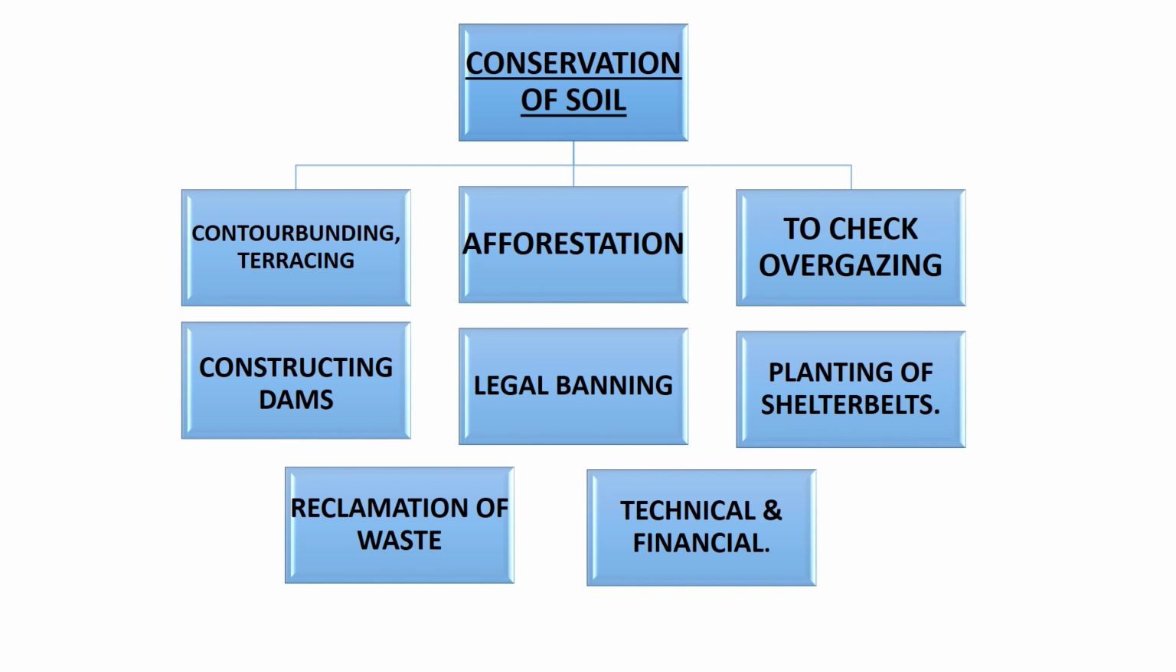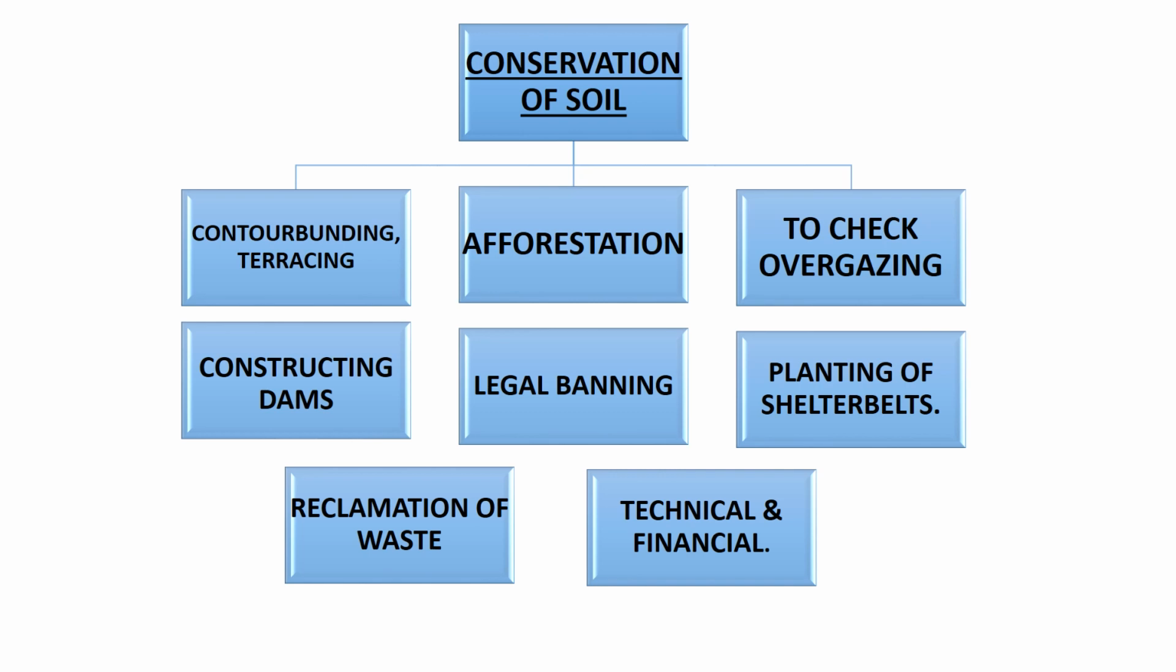Almost all life on earth depends on soil. It may take thousands of years for the formation of a layer of soil about 2.5 centimeter thick, but it can be washed away in a few hours by different erosional agents. So we should conserve this precious asset for our betterment. There are various methods of soil conservation. First one is contour bunding and terracing.